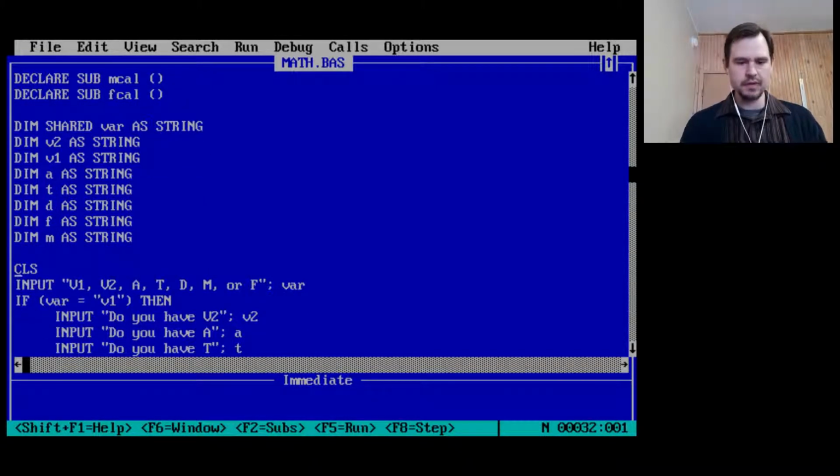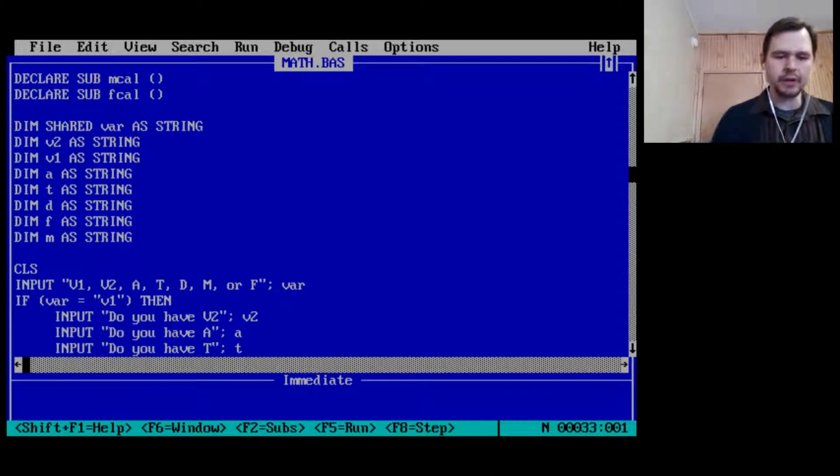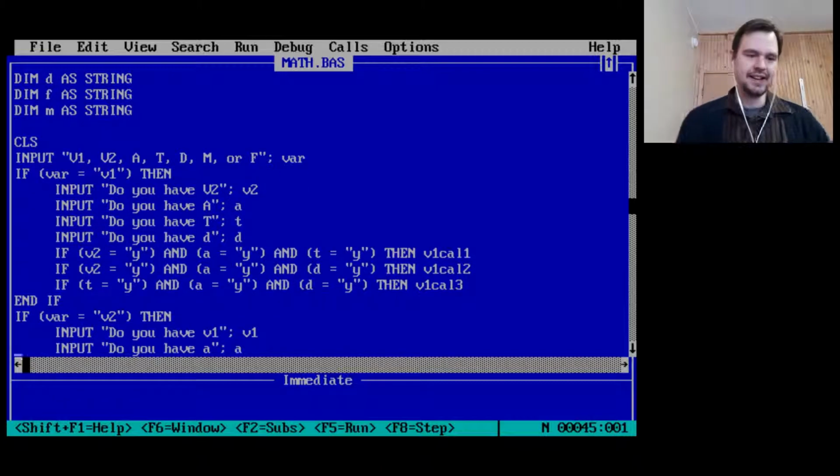Okay, clearing the screen. Ask which variable we are interested in. So, oh man, yikes. If you're interested in V1, we have to figure out, do you have V2, A, T, or D? It looks like if you have V2 and A and T, that's a pretty straightforward calculation. V2, A, and D is another way you can find V1. And if you had T, A, and D, you could also find V1. And those are the three different ways of finding V1.